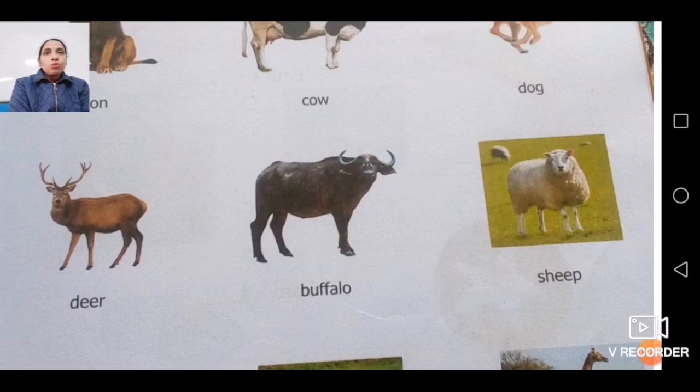So this buffalo and sheep, in this row, are two domestic animals or two farm animals. Domestic animals are sometimes called farm animals also. So that also you will remember, that domestic animals are also named as farm animals. So you all will remember buffalo and sheep. Now children, we will come to the next.